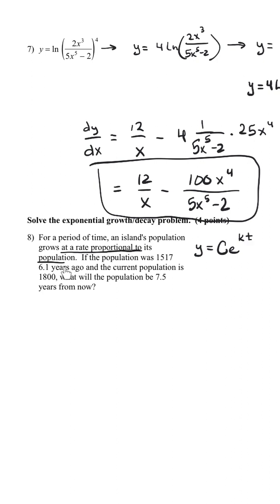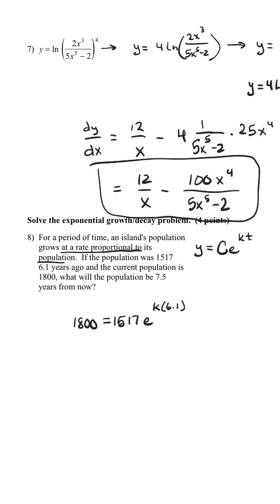So 6.1 years ago, we had 1,517 as a population. So if we consider that as an initial population, then currently we have 1,800. So it grew from 1,517 to 1,800. We weren't given a relative growth rate, but it took 6.1 years for this initial population to grow to that size. So we put 6.1 in for t. Now we've got to solve for k.